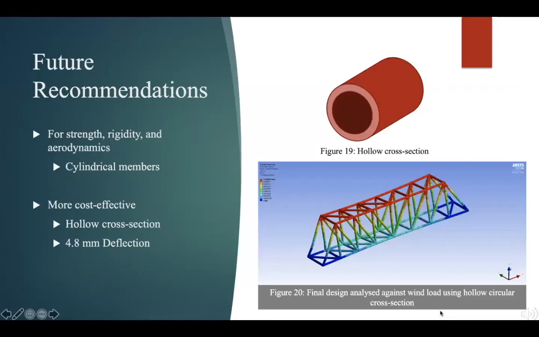The proposed Pratt truss bridge design can further be made stronger and more cost-effective by using a hollow cylindrical cross-section. The deflection in the Pratt truss bridge using this new cross-section drops down to 4.8 mm under wind loading conditions as depicted in figure 20. This cross-section will help to make the bridge stiff and reduce the material usage, thus contributing to optimizing the cost of the project. It may also lead to lesser stresses getting induced in the members of the structure.